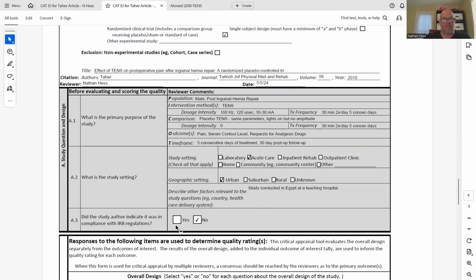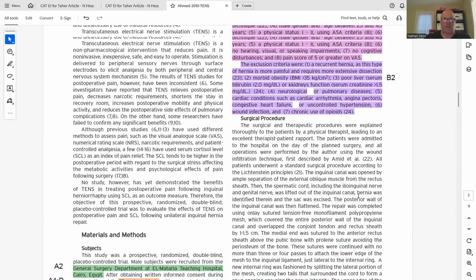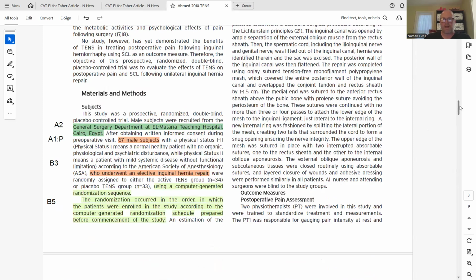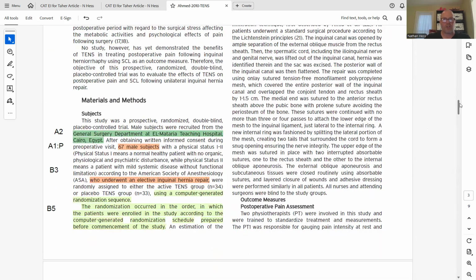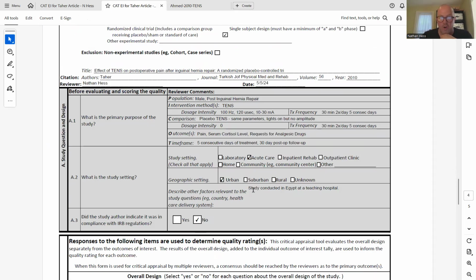Did it comply with IRB regulations? This is A3 we're looking at here. Normally, when you talk about the subjects and all that kind of stuff here, it would tell you usually right about here after the exclusion inclusion criteria that this study was approved by an IRB board and it went through that process. This article does not include any of that. So therefore, I check that as being no.